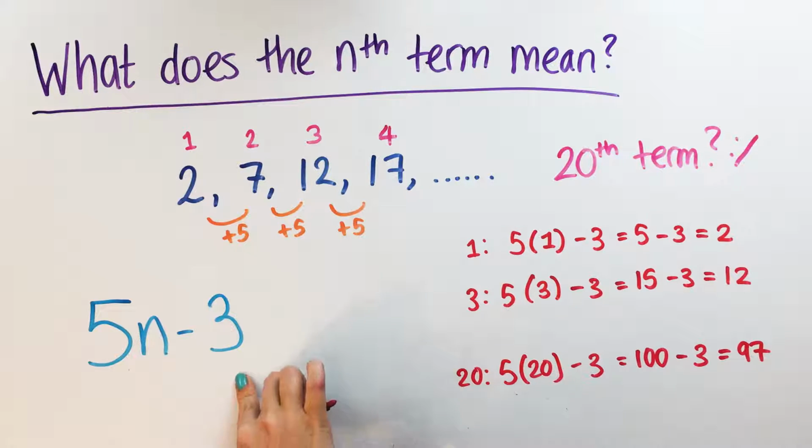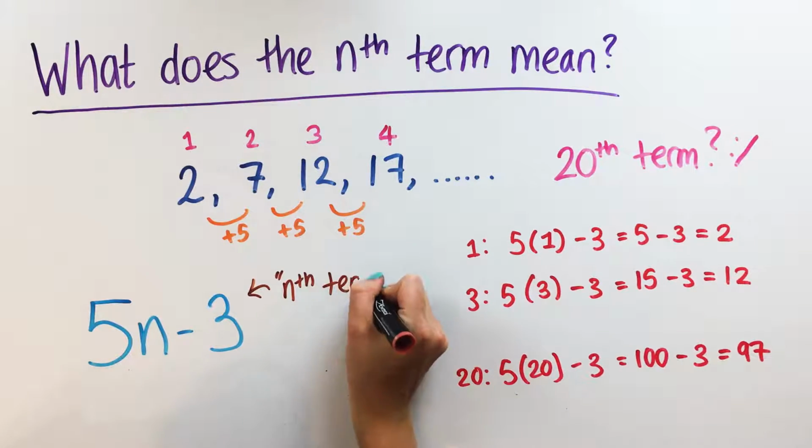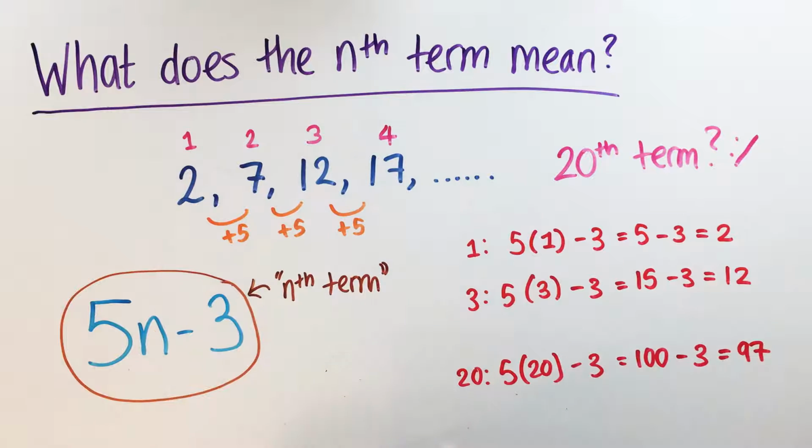This formula makes it really easy to find, say, the 100th term straight away, or even the 2000th term. It's this formula that's called the nth term of the sequence. So when exam questions ask you to find the nth term of a sequence, what they're looking for is for you to find a formula like this that will generate all the terms in the sequence.